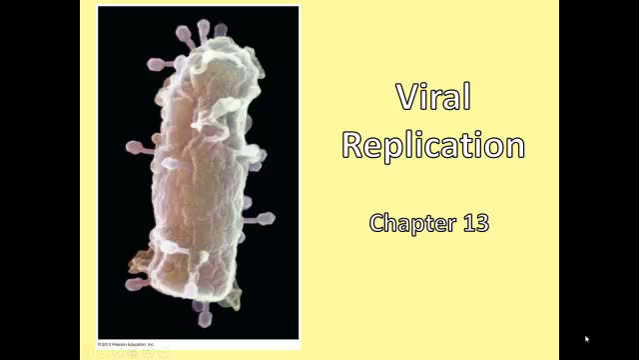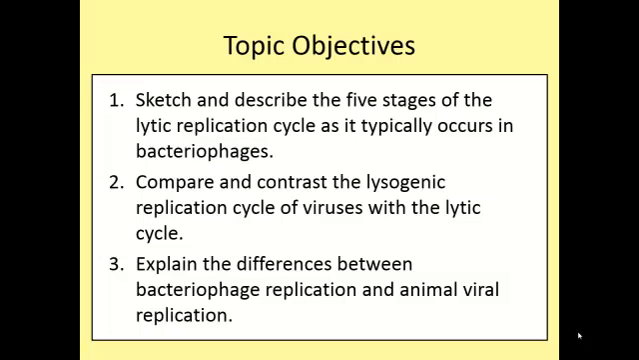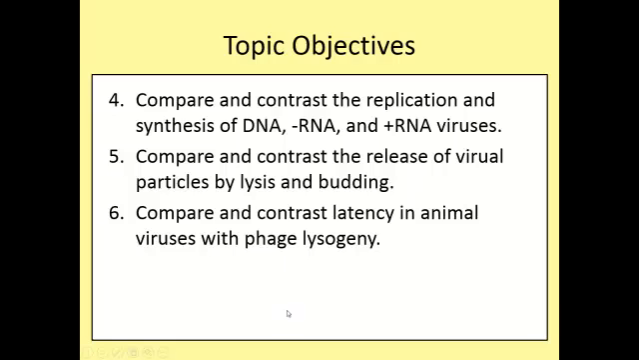Chapter 13, Viral Replication. The learning objectives for this topic are: sketch and describe the 5 stages of the lytic replication cycle as it typically occurs in bacteriophages. Compare and contrast the lysogenic replication cycle of viruses with the lytic cycle. Explain the differences between bacteriophage replication and animal virus replication.